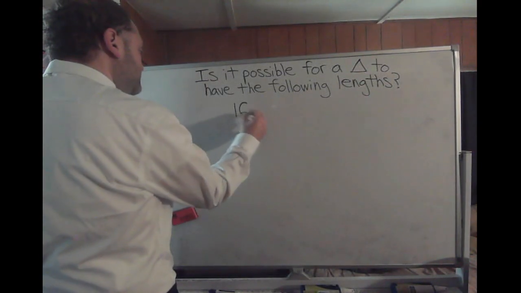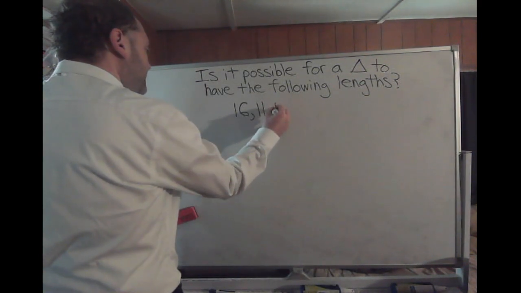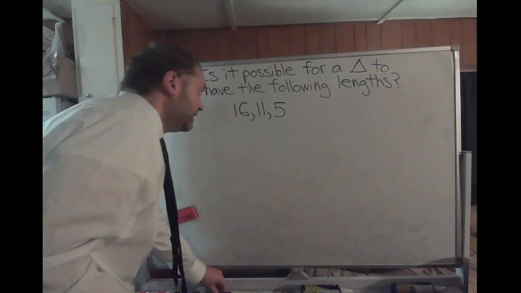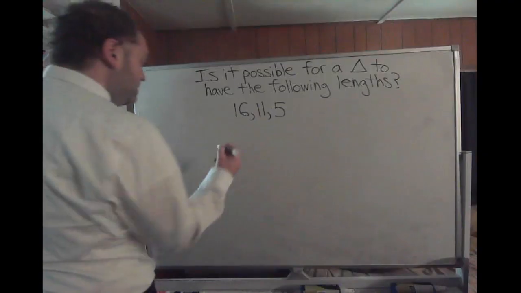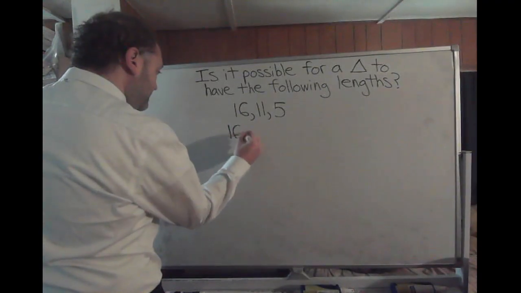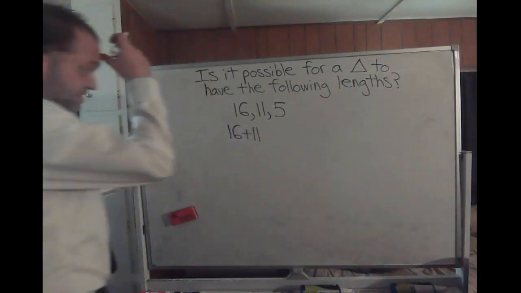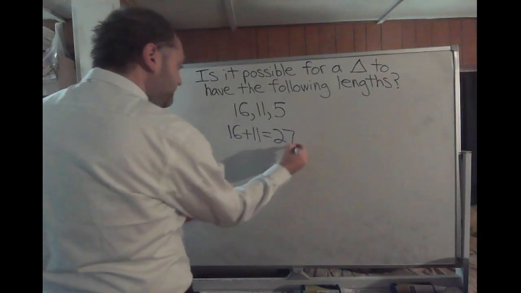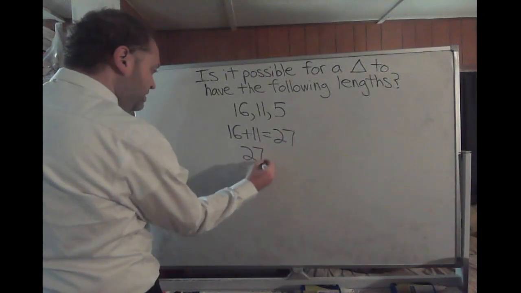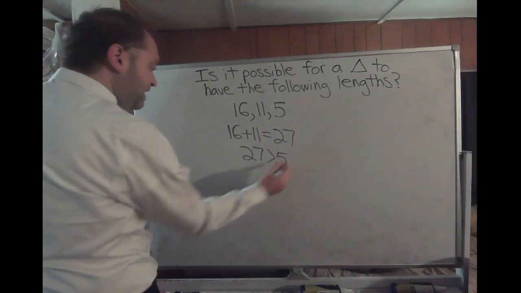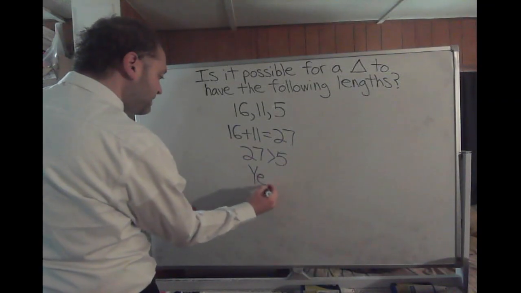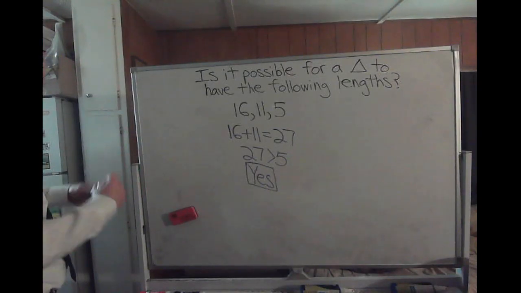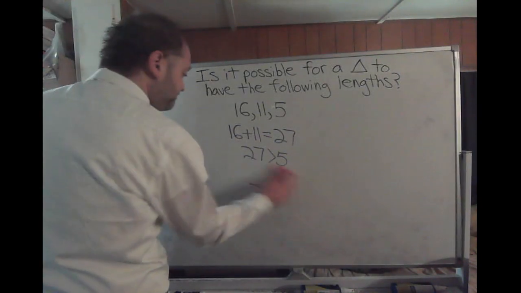Alright, 16, 11, and 5. Is it possible to have a triangle with lengths 16, 11, and 5? So let's add 16 plus 11. I think it's already clear to see yes, but let's do it anyway. 16 plus 11 equals 27. 27 is greater than 5, so definitely yes. You can have a triangle with lengths 16, 11, and 5.